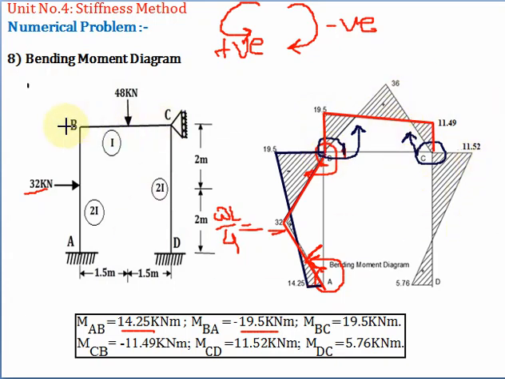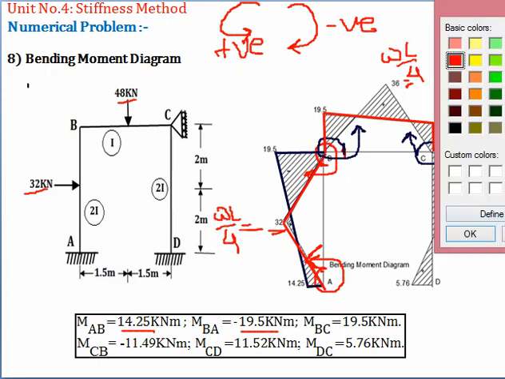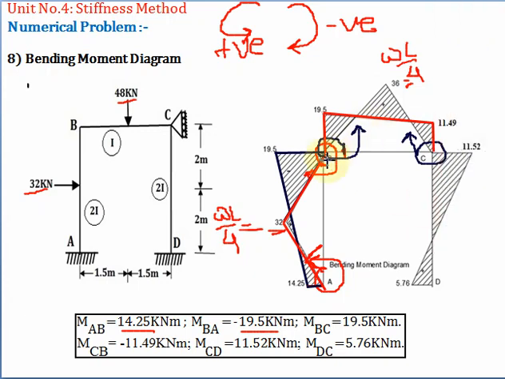Now in the member BC there is a point load of 48 kilonewton. So the value of free bending moment will be WL by 4. So what is the value of W here? 48. Value of L is 3. So 48 into 3 divided by 4, and that value is 36. So here you have to join this by a straight line because the point load is there.